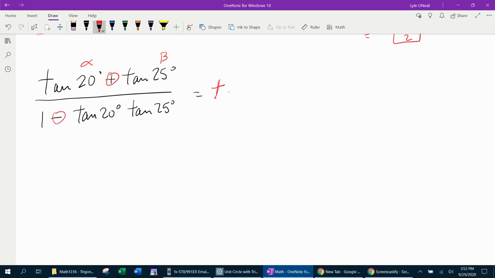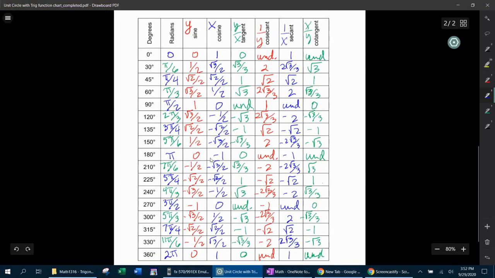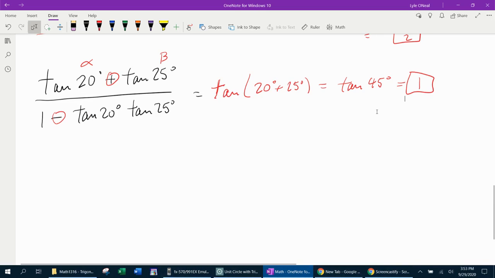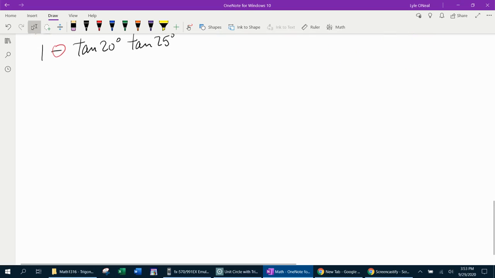Okay, so we're going to have tangent alpha plus beta, which is tangent of 45, which is 1. And if you need to go to the unit circle chart to look that up, tangent of 45 is 1, or if you just have that one memorized, fantastic. Or if you want to put this in the calculator, again, super easy. I'm not going to take time to show that again.